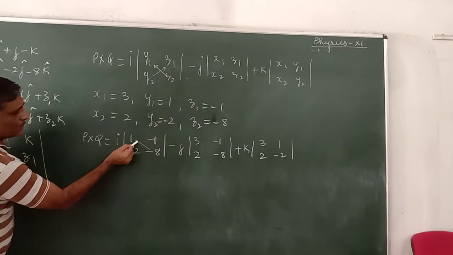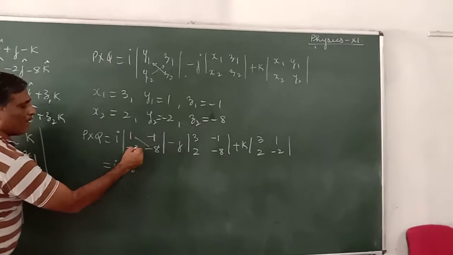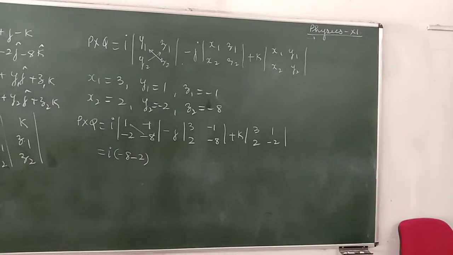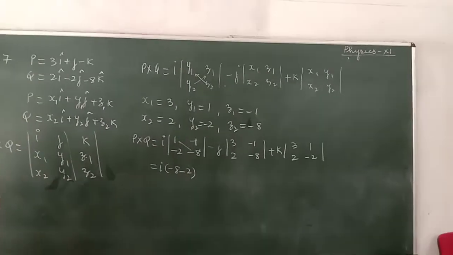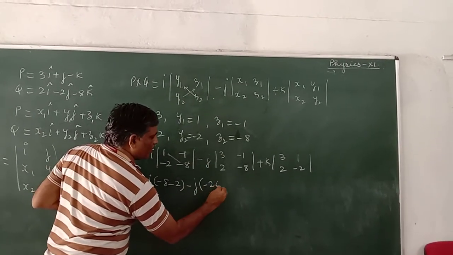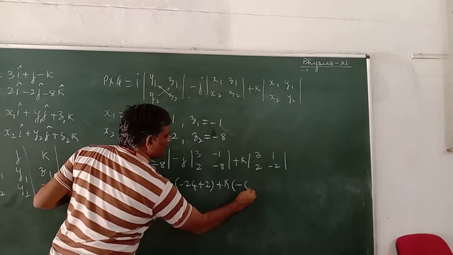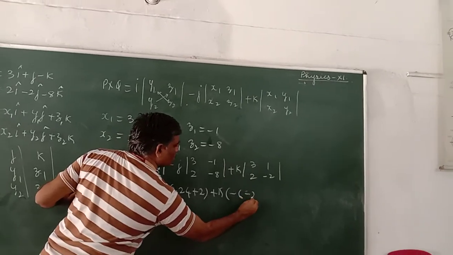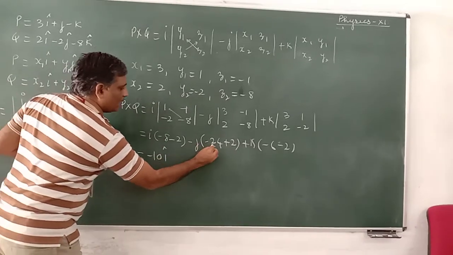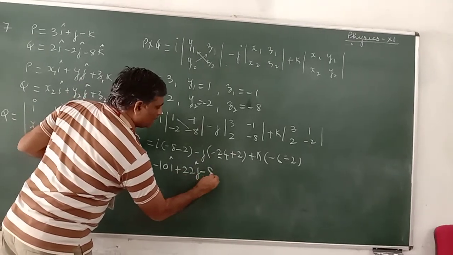Go from this to this first, which becomes i minus, product of this two, minus product of this two, minus 2. Minus 2 into minus 1 is plus 2, that becomes minus 2. Middle side is j. Here, minus 24 plus 2 plus k, it is minus 6 minus 2. So it becomes minus 2i, plus 22j, and that is becoming as minus 8k.